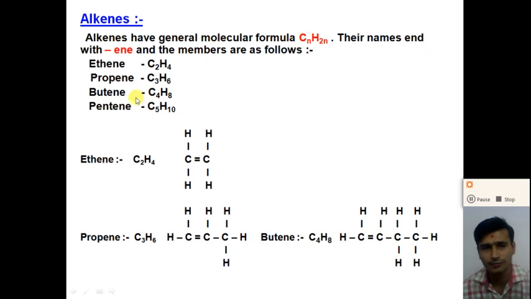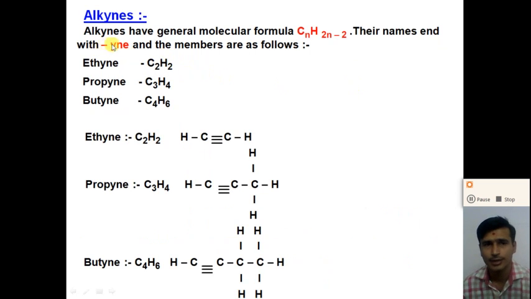So you know the structural formulas of ethene, propene and butene, and you can draw the structural formula of all the alkenes, right? Understand? And the third one is the alkyne. Alkynes have the general molecular formula CnH2n-2, where n starts from 2. In the alkene and the alkyne, n starts from 2. Their names end with -yne, and the members are as follows: ethyne, propyne, butyne, and so on.